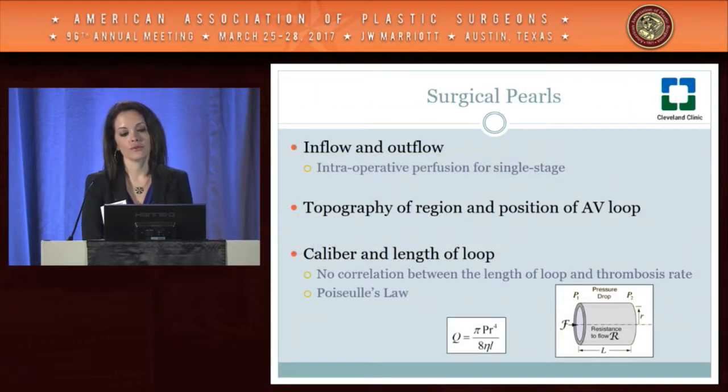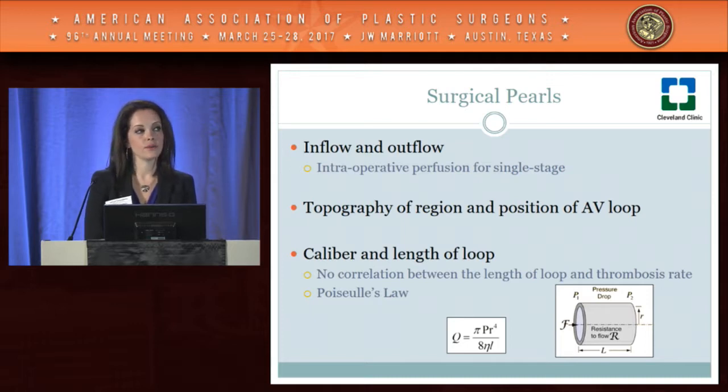So looking in the literature for surgical pearls, the inflow and outflow of the AV loop must be considered. If using a single-stage approach, the AV loop can be constructed prior to raising the free flap. This allows for testing the short-term patency of the loop prior to division. The topography of the region and position of the AV loop must be considered. If there's a joint that must be navigated around, or if the loop can potentially be kinked as the patient moves, flexes, or extends. The caliber and length of the loop must be considered.